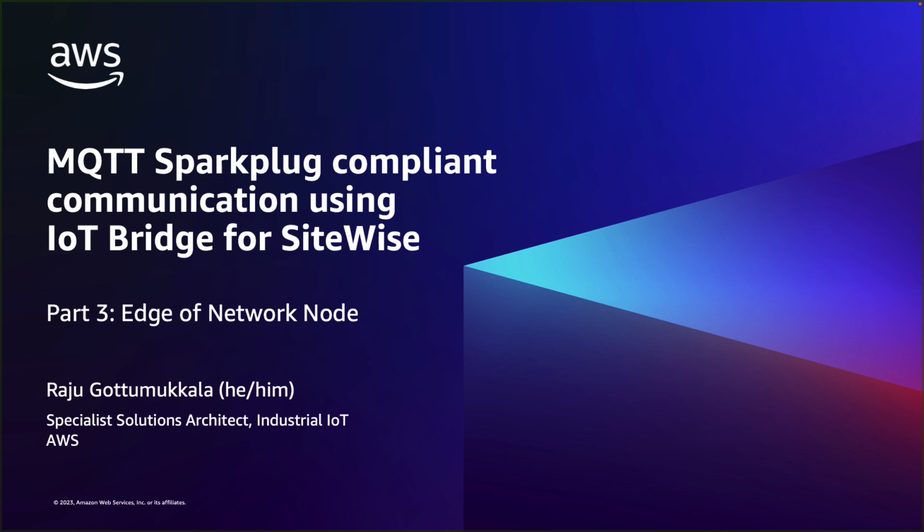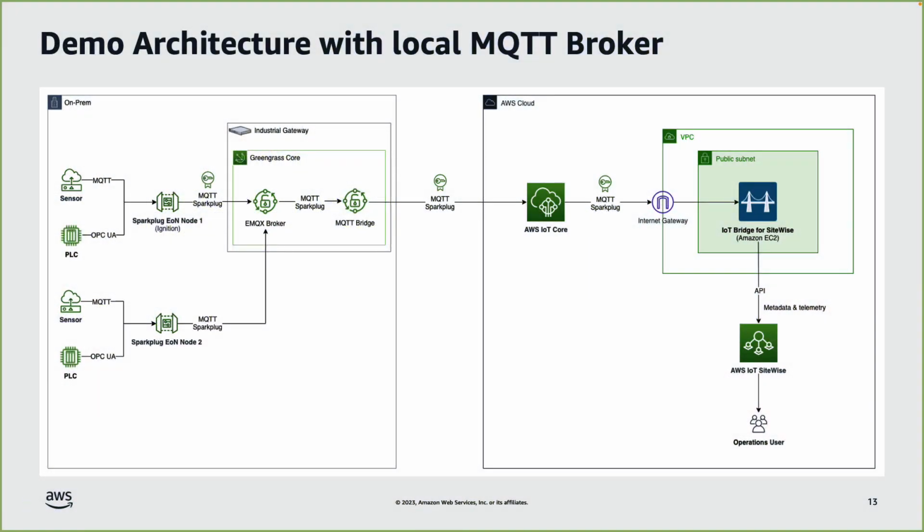In the previous video, we created IoT things to represent our entities and prepared the industrial gateway for edge communication. Now we'll focus on the edge of network node. So here we'll set up the edge of network node using Ignition software on an EC2 instance.